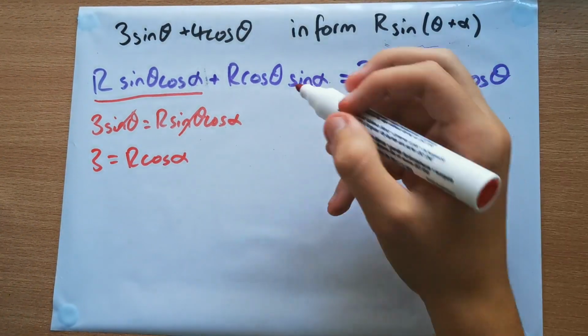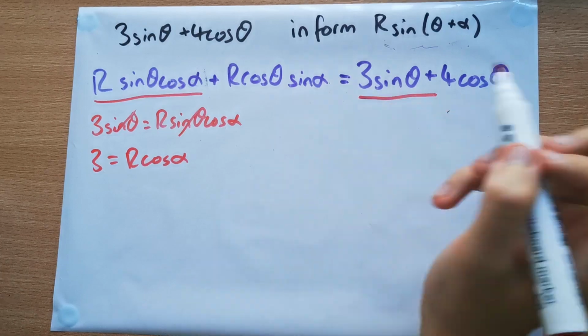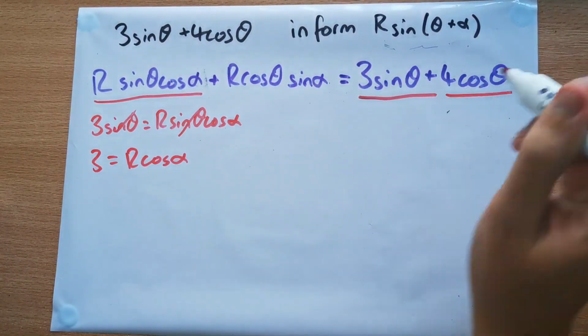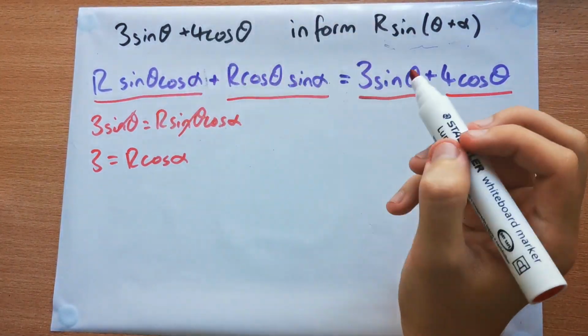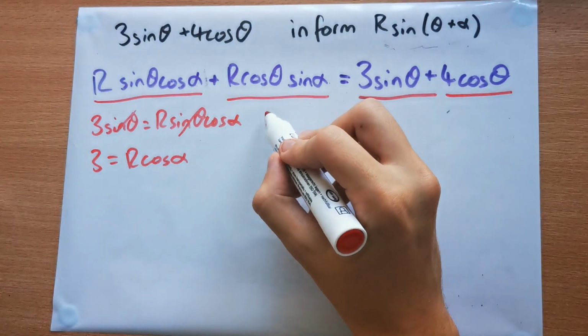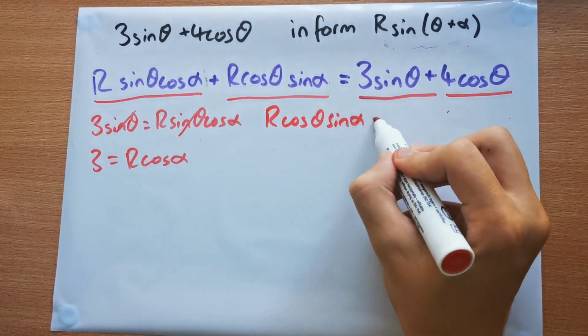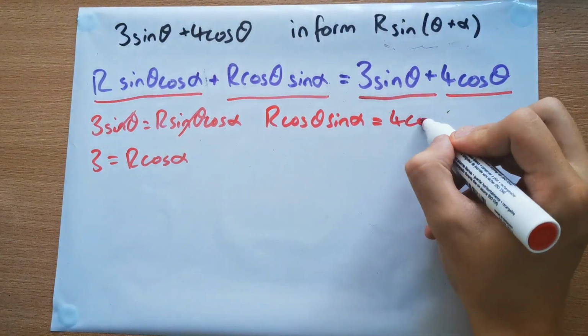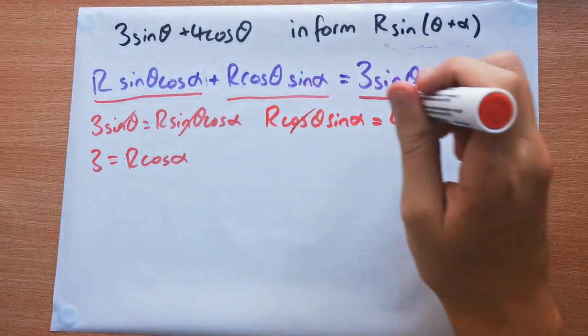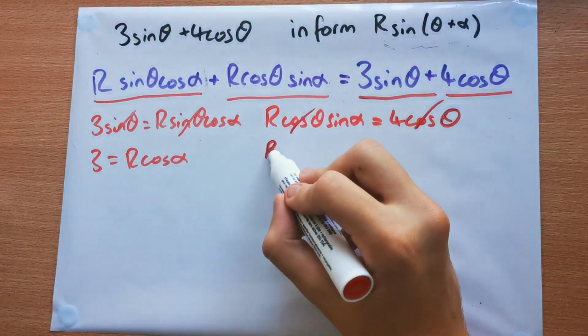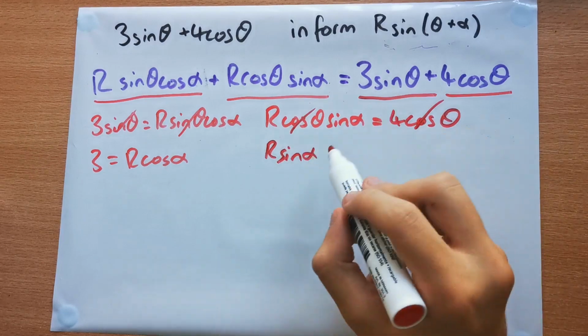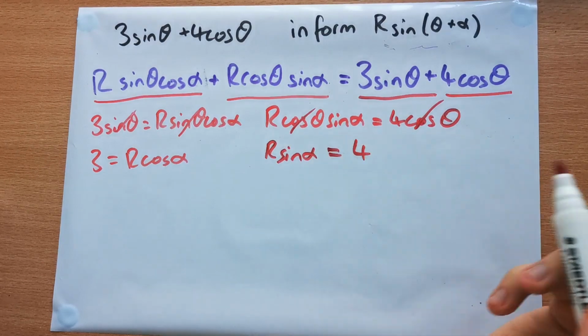Okay, now let's look at this side. We have 4 cos theta here, and this bit here, r cos theta sine alpha. So r cos theta sine alpha is equal to 4 cos theta. The cos thetas cancel out. r sine alpha is equal to 4.